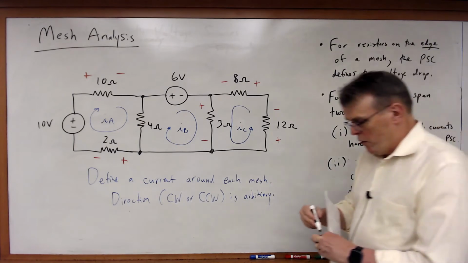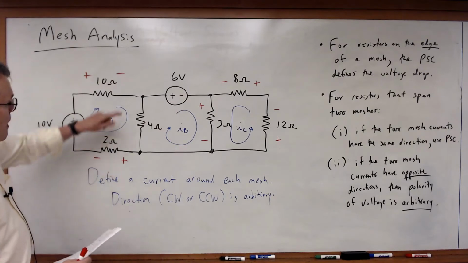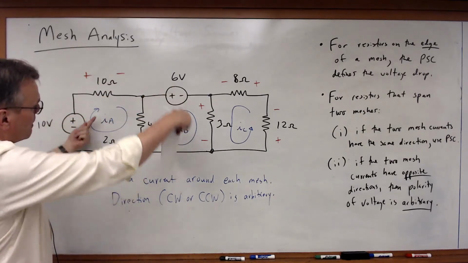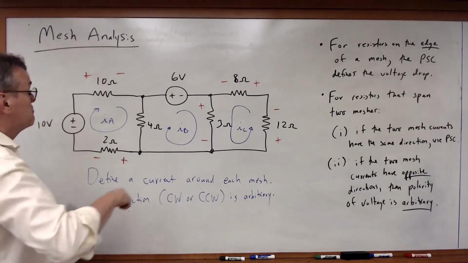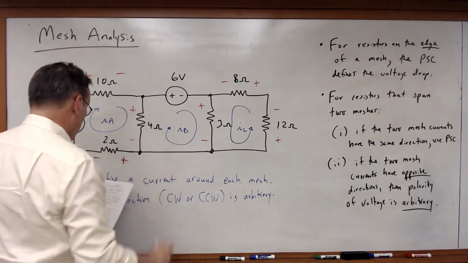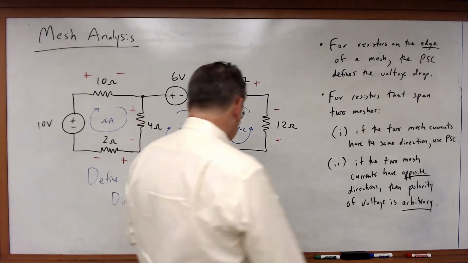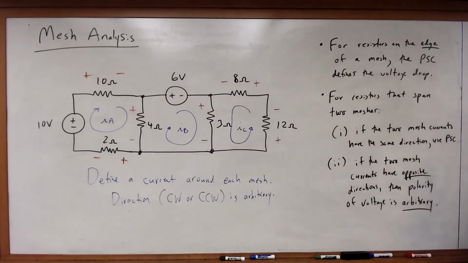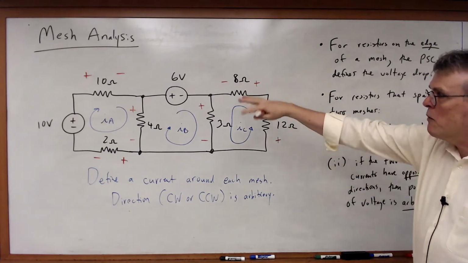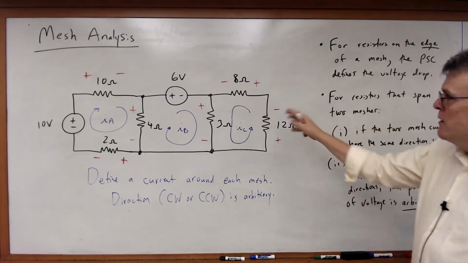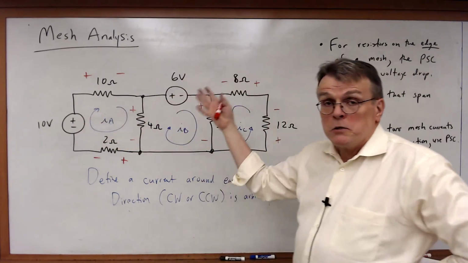So in this case, for the 4 ohm resistor, I've got 2 mesh currents going in opposite directions entering that resistor. I'm just going to arbitrarily pick. In this case, I'll pick that. Okay? So now I've gone through and I've specified the voltage drops across each of the elements. The resistor voltage drops have been specified. The voltage drops of the voltage sources are, of course, given.